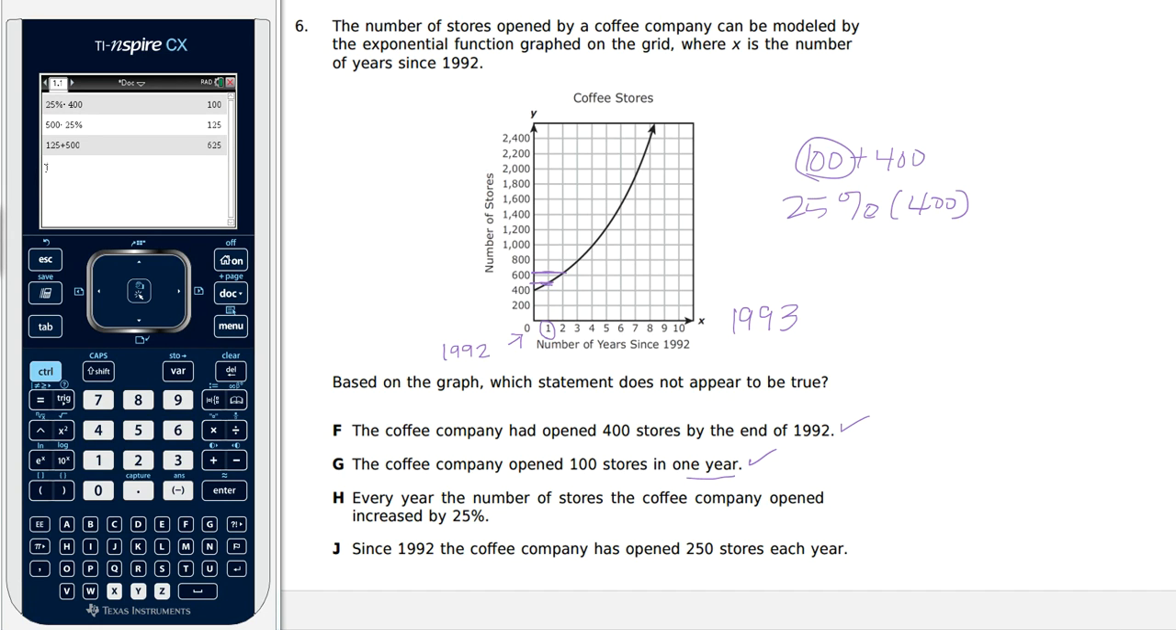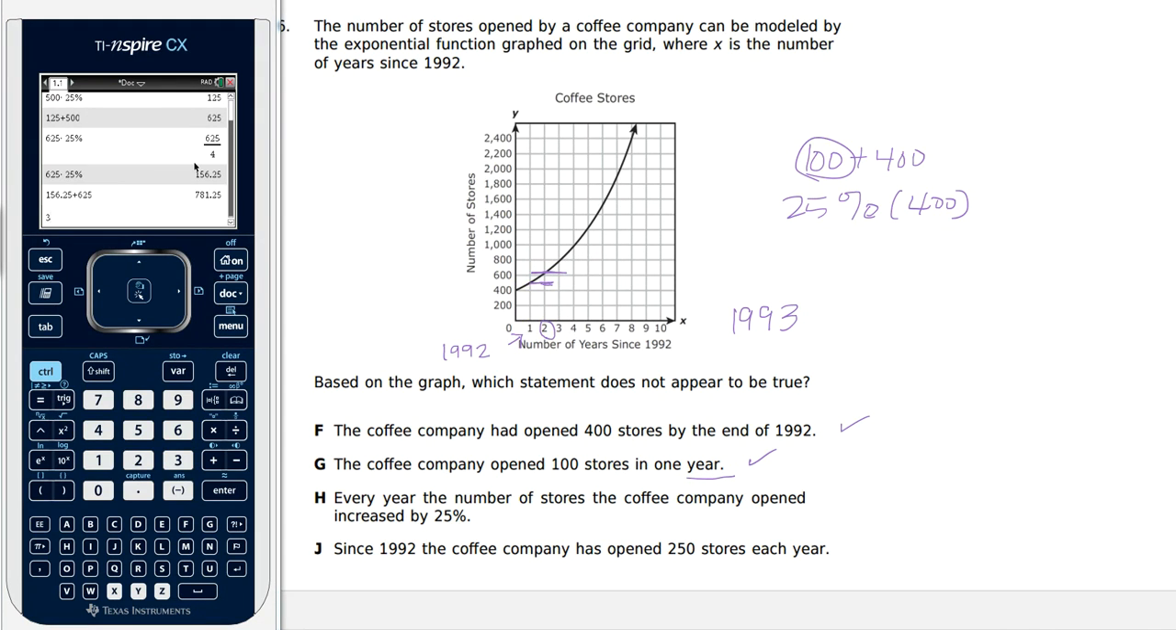I could test a few more. I could say, okay, so 625 times 25%, and convert to a decimal. So that's about 156 stores added to the 625 we already had, which would be about 781 stores. So does it look like we have that over here? So after 3 years, it looks like we are very close to 800. So it looks like that 781 is pretty close.